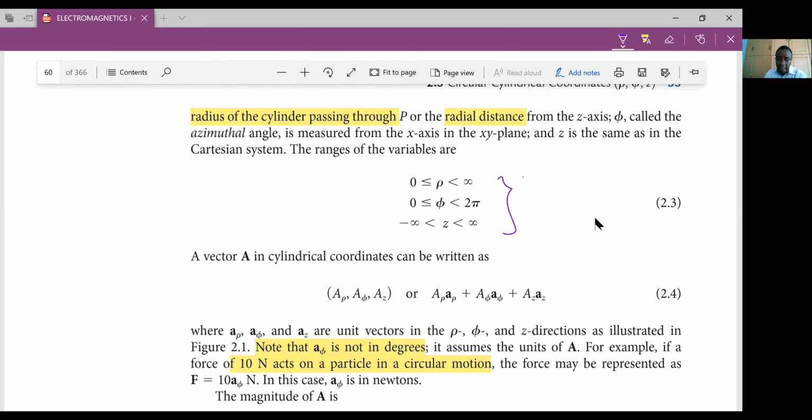So, thank you very much. So, we are saying that it is important to know the limits of each of these: the radius can never be negative, it will always be between 0 to infinity. Again, the phi can never be negative, it is always 0 to 2 pi. But z can be negative, from negative infinity to positive infinity.